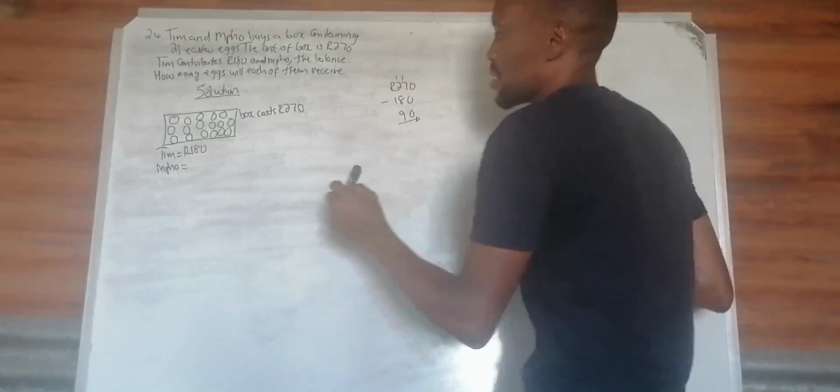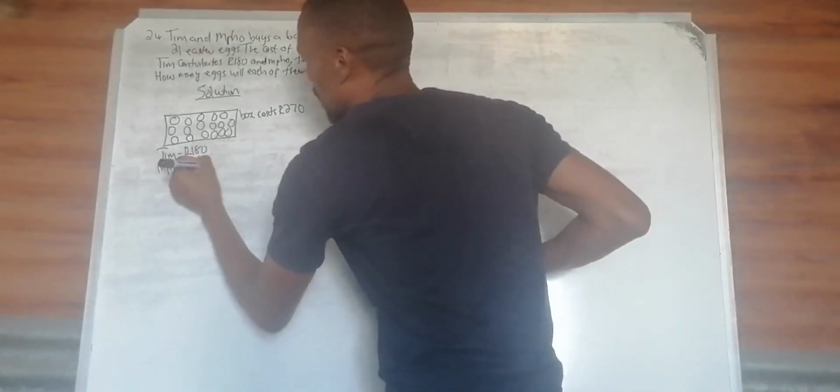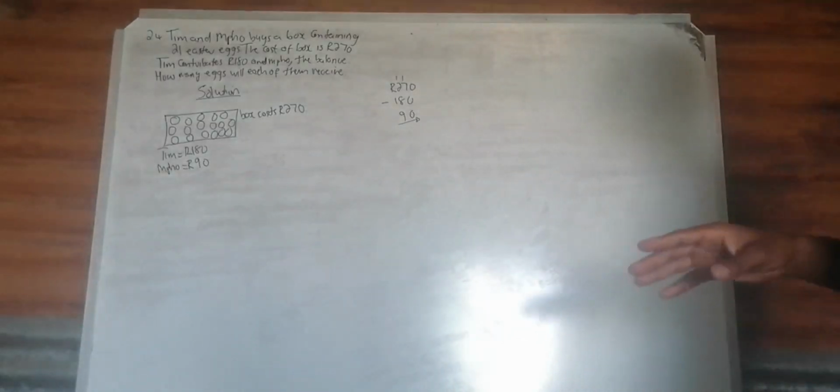Because 1 minus 1 is 0. Mpho contributed 90 rand. Tim contributed 180. The box cost 270, and in the box there are 21 Easter eggs. Does each one get the same or an equal number? Why? Because the amounts contributed are not the same.